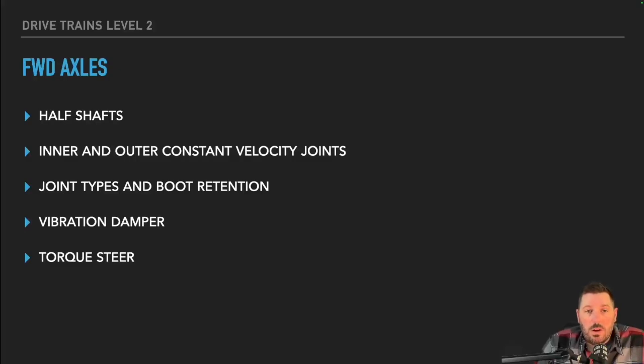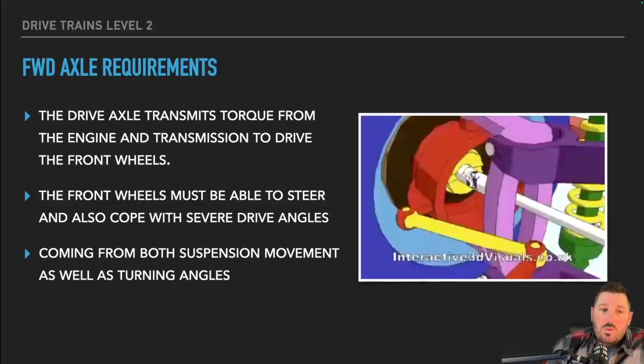They're going to have inner and outer constant velocity joints. We're going to talk about the joint types and boot retention. We'll talk about that a little bit. Vibration dampener can be on that, and we'll talk about the infamous torque steer. The drive axle requires movement. Now, we have one other thing to think about when we talk about a front wheel drive: steering. So a constant velocity joint must be done here, or some sort of way to do that, because of that movement of steering, right?